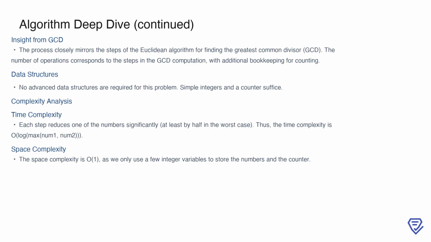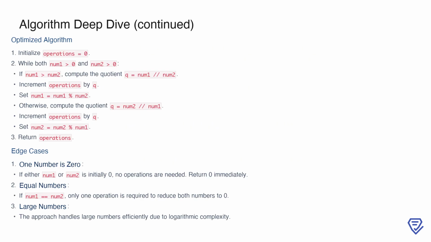The space complexity is 1, as the algorithm only uses a fixed amount of memory for the variables. To implement the optimized algorithm, we start by initializing operations to 0. Then, we use a while loop that continues as long as both numbers are greater than 0.